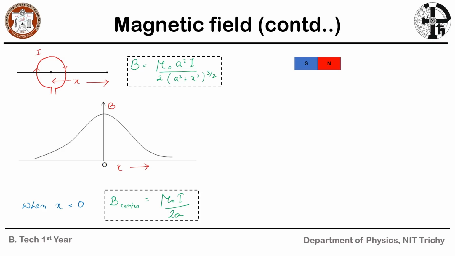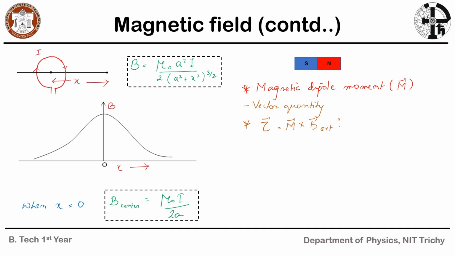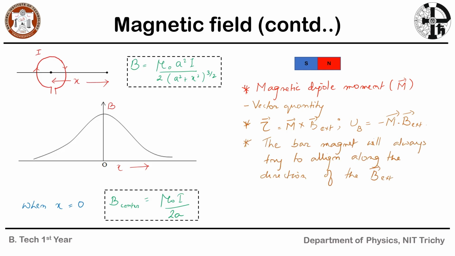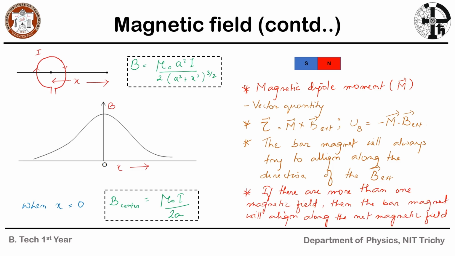Consider a bar magnet. For a bar magnet, there is an important quantity called magnetic dipole moment, generally denoted by the letter m, and it is a vector quantity. If you place the bar magnet in an external magnetic field, it will experience a torque and it has a potential energy. And the bar magnet will always try to align along the direction of the external magnetic field. Suppose there is more than one magnetic field, then the bar magnet will align along the net magnetic field.